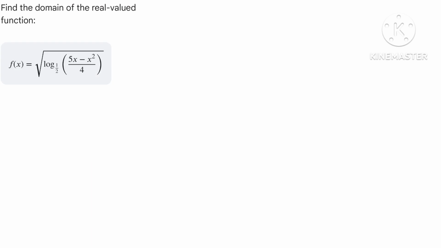Let's move to the problem solving. Find the domain of the real valued function f of x is equal to square root of logarithm of 5x minus x square by 4, base 1 by 2.